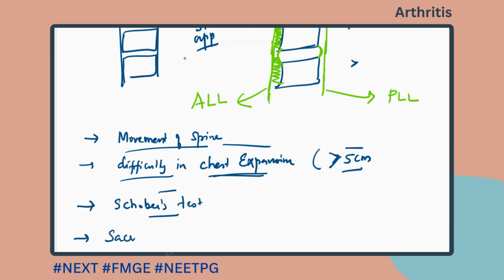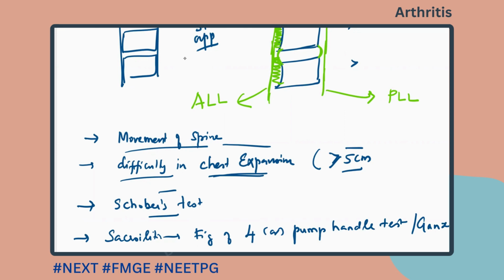Sacroiliitis can be diagnosed by a test called the figure of 4 test, or pump handle test. Or it can also be diagnosed by a test called Gaenslen's test. So these are various tests to diagnose sacroiliitis. Schober's test is used to diagnose movement restriction in the spine.